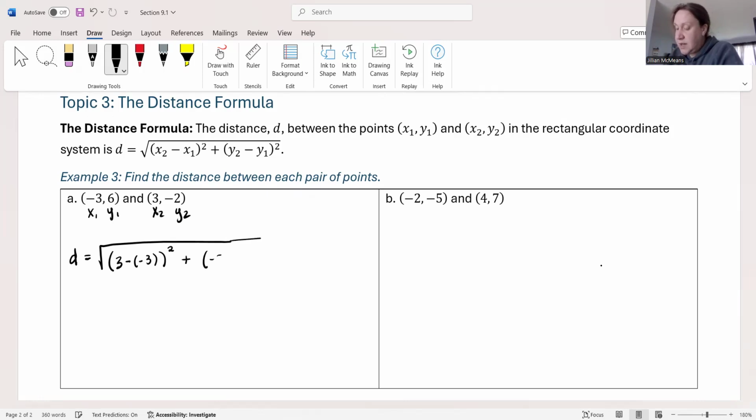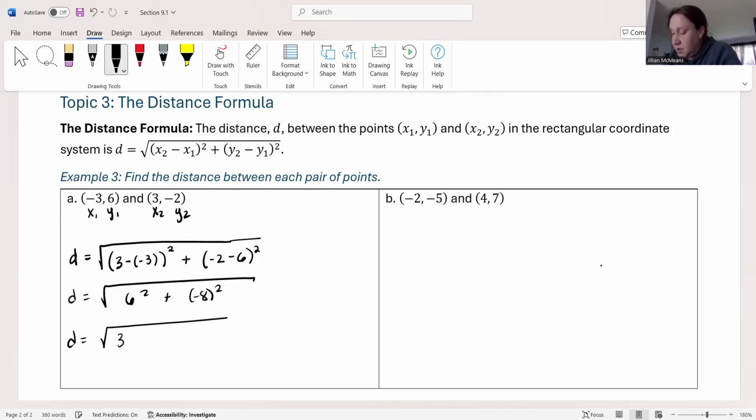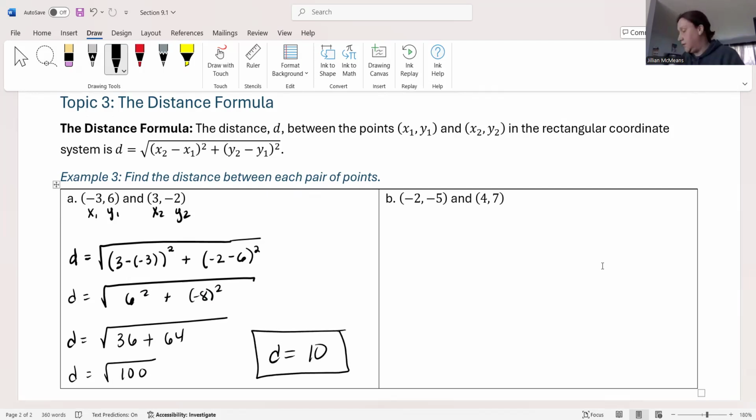Plus y2 is -2 minus y1 is 6. And we want to square that. Well, 3 minus -3 is really just 6. And then we want to take 6 and square it. So we get 6 squared, which is going to end up being 36. And then -2 minus 6 is -8. We want to take -8 and square that. So let's see, we get 6 squared is 36, plus -8 squared is 64. Well, 36 and 64 is really just 100, and the square root of 100 is 10. So the distance between these 2 points would be 10 units, whatever the units are.